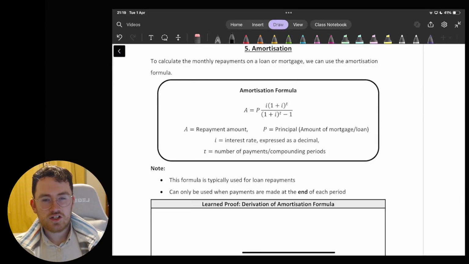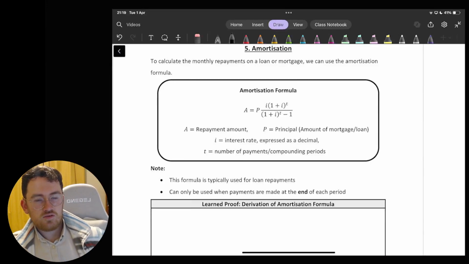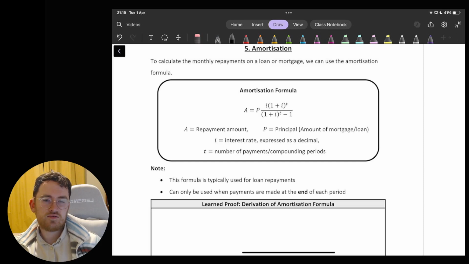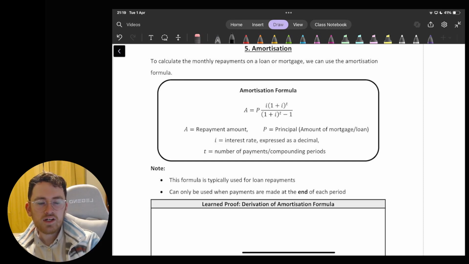Okay, last little section to consider, I suppose, here is the amortization formula. Very, very closely related to the last section that we just looked at. What we're looking at here is monthly repayments, generally for a loan or a mortgage or something like that, and calculating the value of those repayments that are to be made.